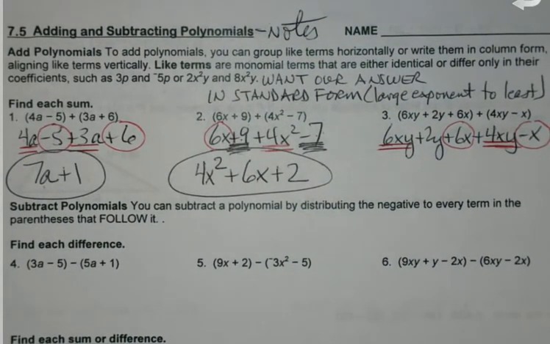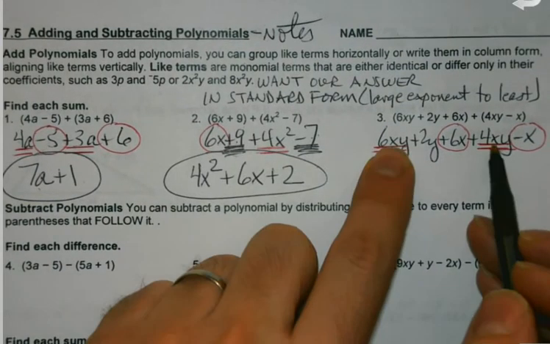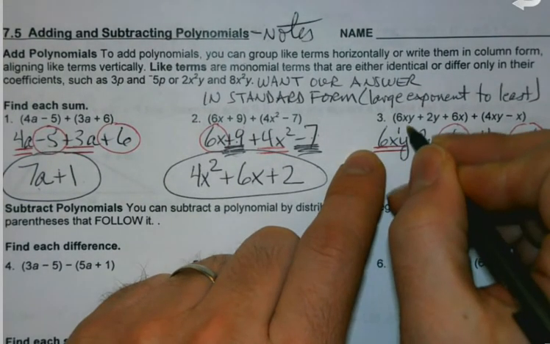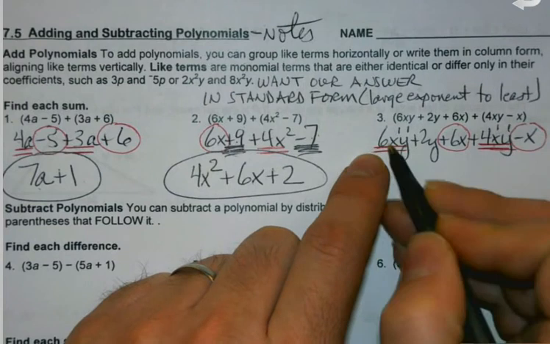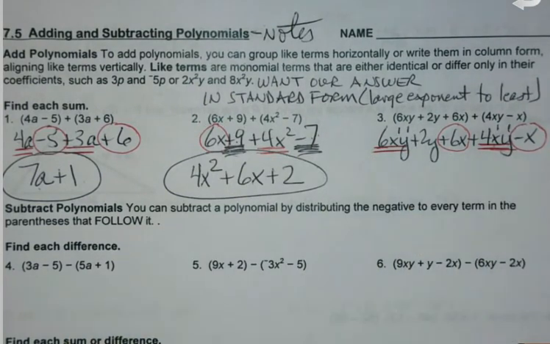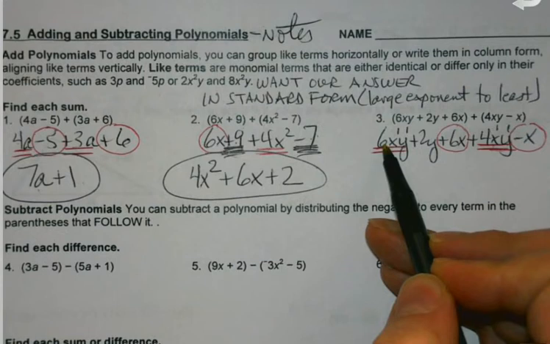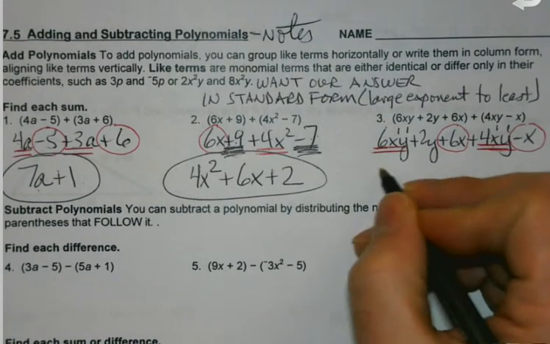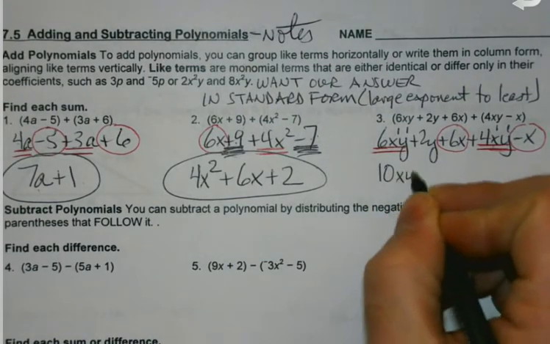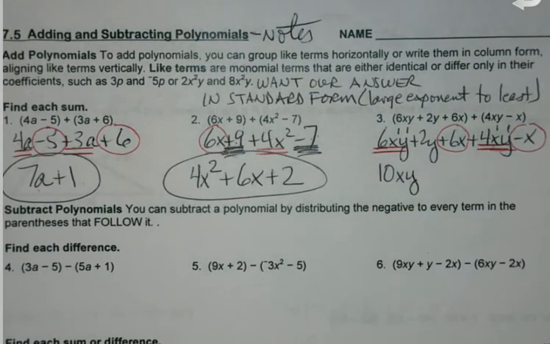But which ones do I need to start with? Yeah, I need to start with the xy's because if I'm looking at their degree, xy, if I add those up, has a degree of 2. So I'm going to put those first. So if I got 6 and I add 4 more, I have 10xy. Again, don't mess with the exponents, just leave them alone.